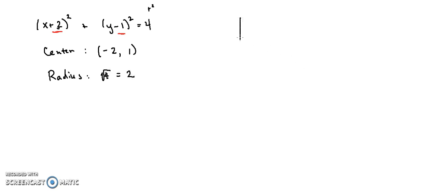Okay, so in order to graph this, we need to start at the center. The center is (-2, +1). Let me get my graph set up a little bit here. Okay, so (-2, +1). And then remember, whatever the radius is, we count in each direction, because that's how far out the circle is going to lie from the center. So we can go 2 to the right, 2 up, 2 left, and 2 down. And that gives us our circle.